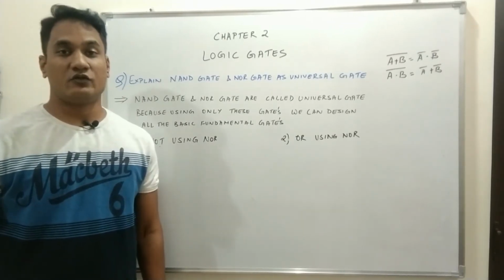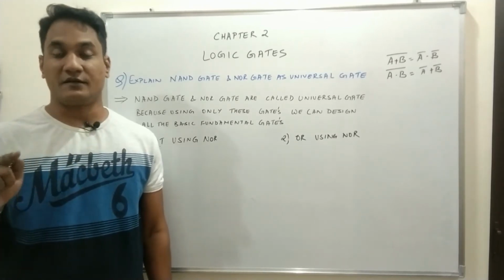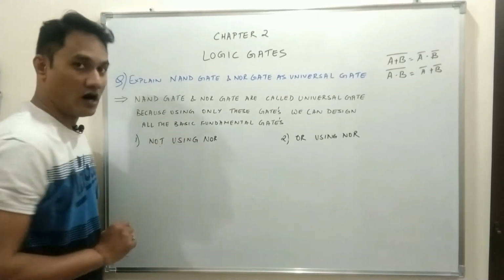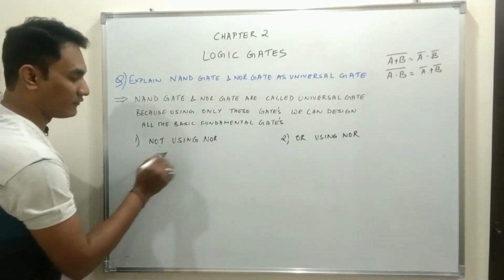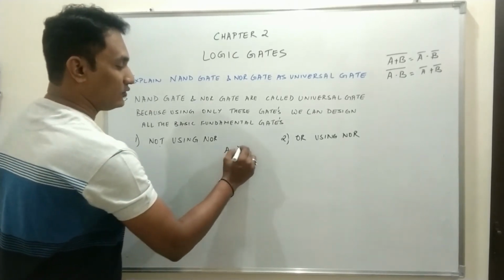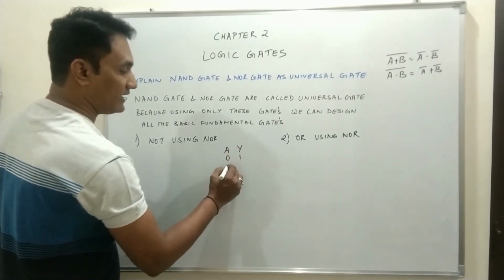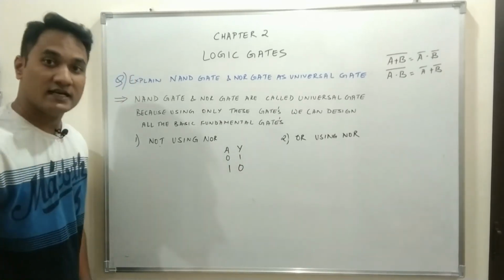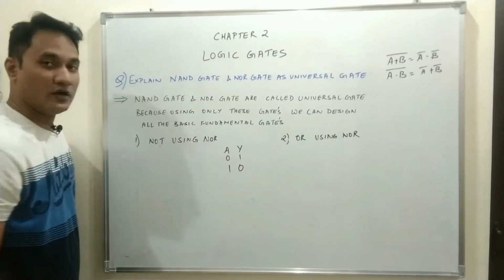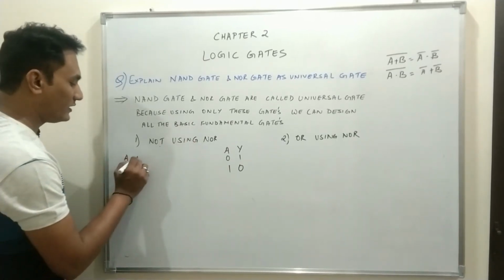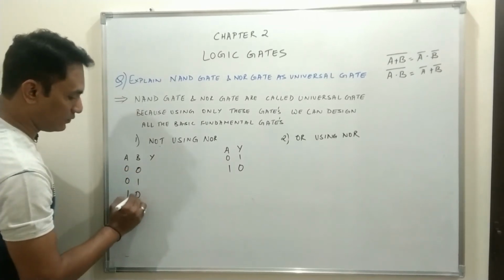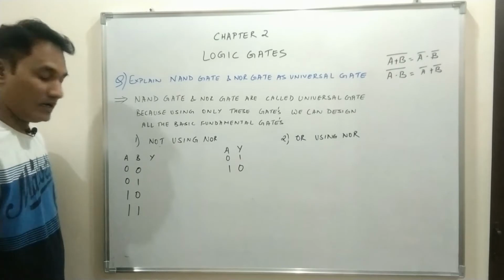Next, we have to design the three basic gates using NOR gate. So the first one is NOT using NOR. First we will write, of course, the truth table of a NOT gate. When you give A as 0, you get Y as 1. When you give A as 1, you get Y as 0. Let us see how we can design the same NOT gate using NOR. For that, you have to write the truth table of NOR gate. The possible combinations are 0 0, 0 1, 1 0, 1 1.